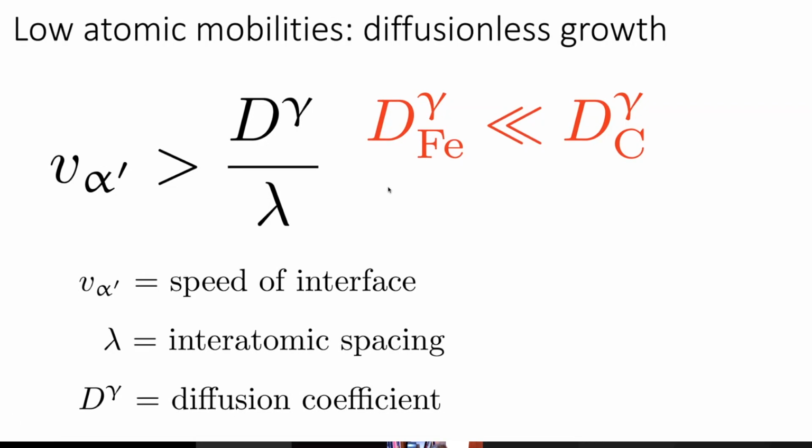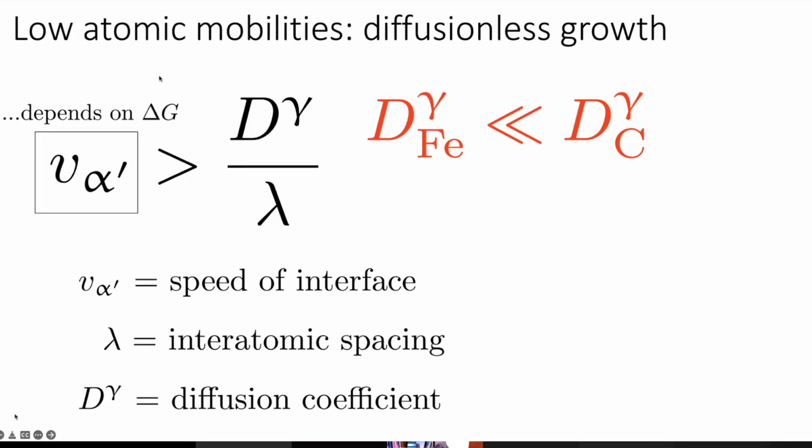Okay, so this is the fundamental condition for diffusionless growth, that the velocity of the interface must exceed the rate at which atoms can move out of its path, and that this interfacial velocity actually depends on the undercooling, the driving force that's available.